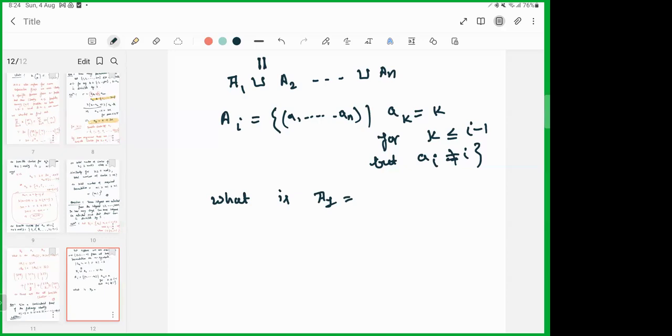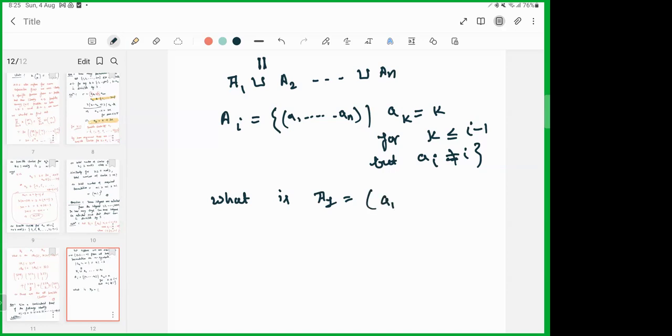Tell me, what is A1? Why is A1 a single element, you are saying? No, sir. I am confused. I set for k less than i minus 1, where here i is 1, so k less than i minus 1 means k is less than 0. So there is no first condition. So A_i should not be equal to 1. On the first slot, we should not have 1.